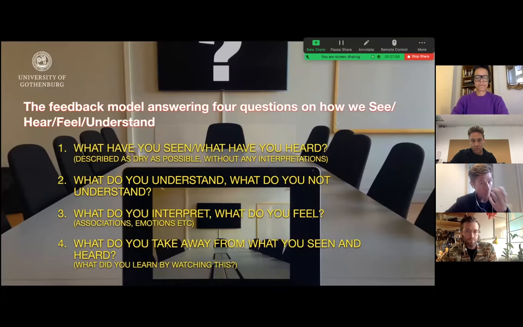And we use a feedback model. I guess most of you use some kind of feedback or critique model. And we have this one, which is based on 4 questions. And this can change a bit over the course as well. But this feedback model helps because we have a broad variation of students who have different levels of experience. This helps them to give relevant feedback, even if you don't feel comfortable with analyzing other work.